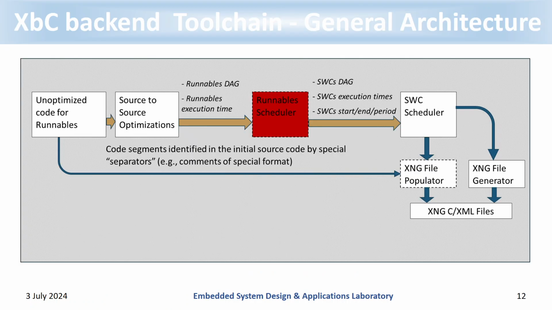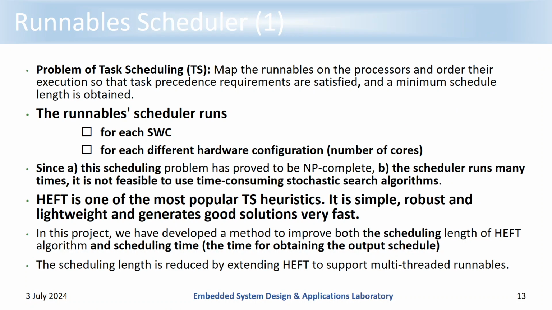The next module we examine is the runnable scheduler. The runnable scheduler should map the runnables on the processors and order their execution so that task precedence requirements are satisfied and the minimum schedule length is obtained. It is important to note that the scheduler runs not once but many times, since first of all it needs to be applied to all the software components, and second, it is applied for each hardware configuration. There are 4 solutions on a quad CPU, 1 for 1 thread, 2 threads, etc.